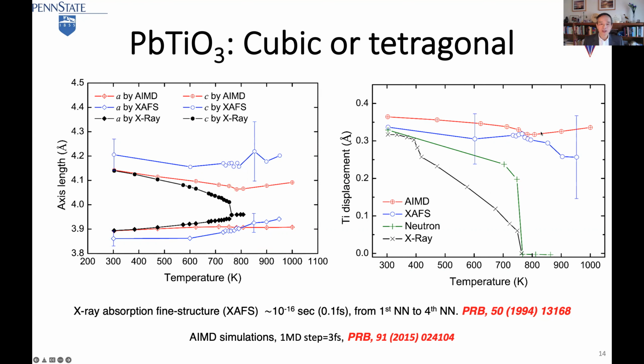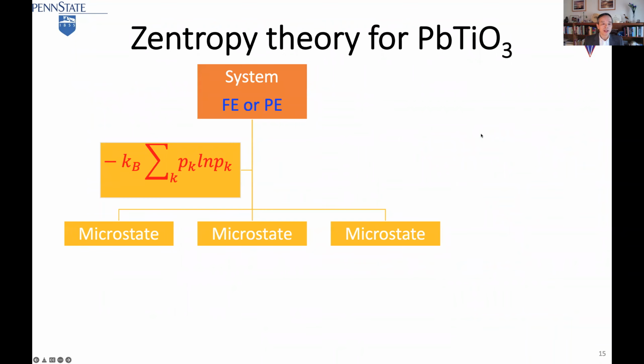Okay, the reason is because AIMD is atomic scale, right? We look at each atom. XAFS is also atomic scale, but X-ray and neutron scattering is collective for the whole system. So this is really the system behavior, the macroscopic, and this is really the microscopic behavior. So of course that means if you want to predict the properties of the system, we have to understand the microscopic one so we can predict it. So that's what the Zentropy theory is applied for here. Okay, so let's apply the Zentropy theory to lead titanate.